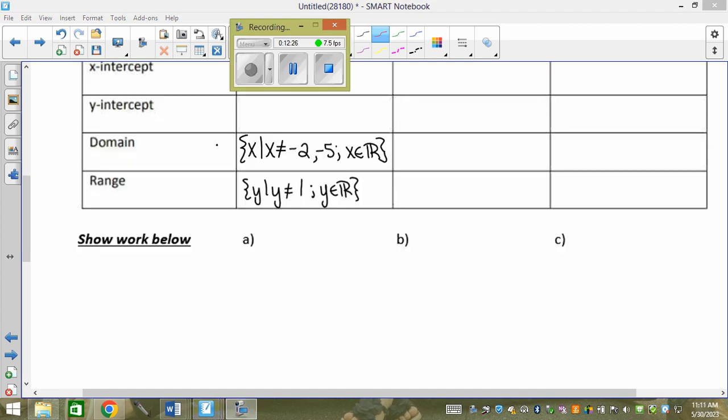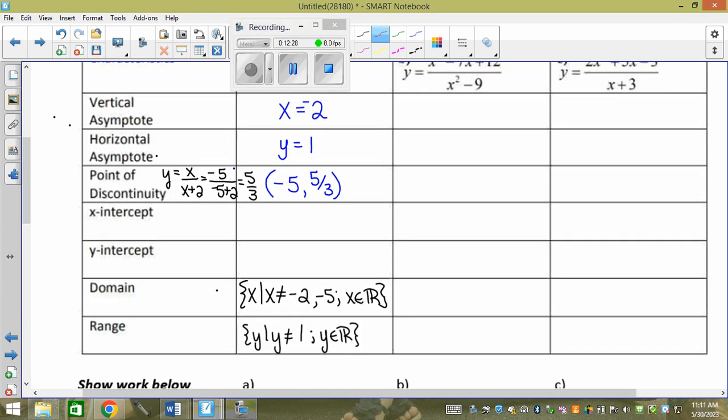Up here, we're missing something on the range of this one. What's also missing? What also can't exist? 5 over 3. We need to have a 5 over 3 here, because that doesn't exist on the graph, right? Good catch.